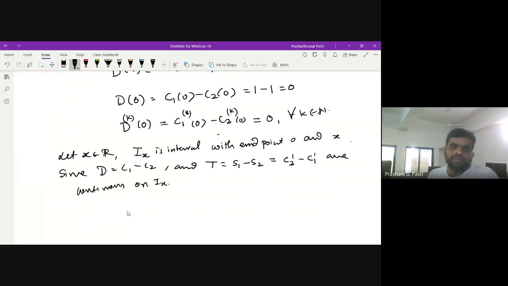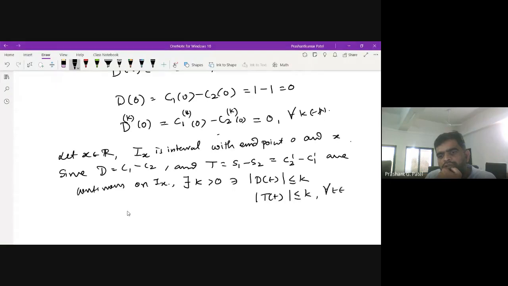Since d and t are continuous functions, they are bounded. So there exists k greater than 0 such that mod of d(t) is less than or equal to k and mod of t(t) is less than or equal to k for every t in Ix.